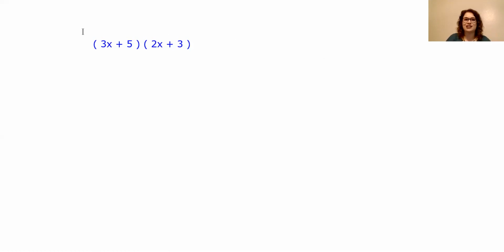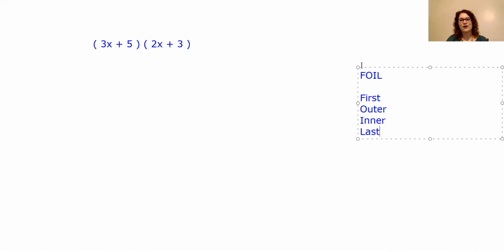So what does that actually mean? Let's type that out real quick so you can see it. FOIL is a mnemonic device. It's basically a trick that tells us the steps to complete our multiplication in. So we do first, outer, inner, and last. What does that mean? It's actually the order of the terms that we are going to multiply in.